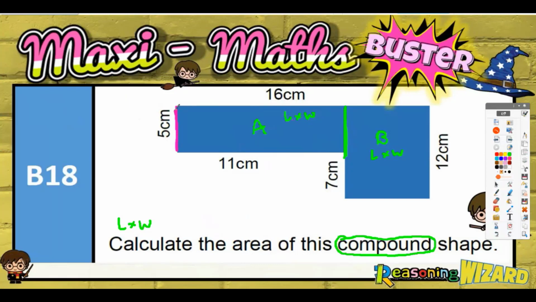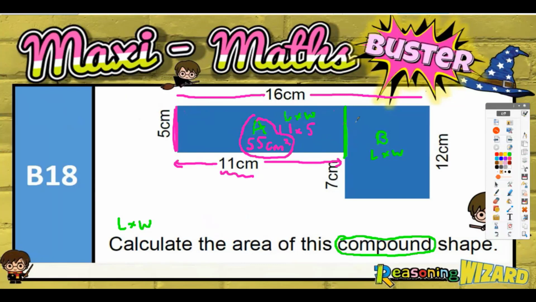Well, we've got a definite width there of 5. And the length, now you've got to be dead careful here because this 16 is all the way across. And that's not the length of shape A. The length of shape A is from here to here. And that is 11. So shape A's length is this 11. So that's going to be 11 times 5, length times width. So shape A is basically 55 centimeters squared. That's the answer for shape A.